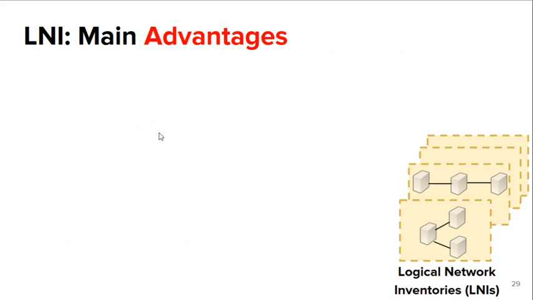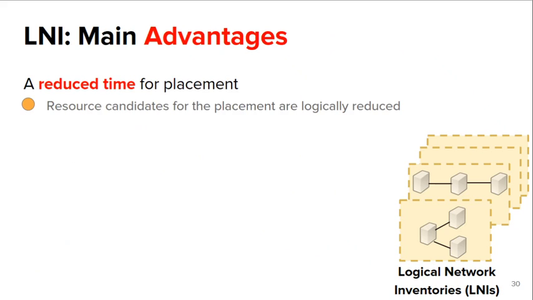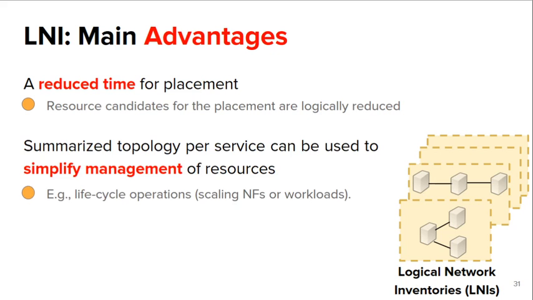Using a logical network inventory delivers two main advantages. First, a reduced time for placement of network functions because resource candidates for the placement are logically reduced in terms of the number of compute nodes and links in comparison to the original representation in the network inventory. And second, a summarized topology per service can be used to simplify and optimize the management of resources. An example of management is the lifecycle operations, in which service resources should be rearranged, such as the scaling network function of workload.